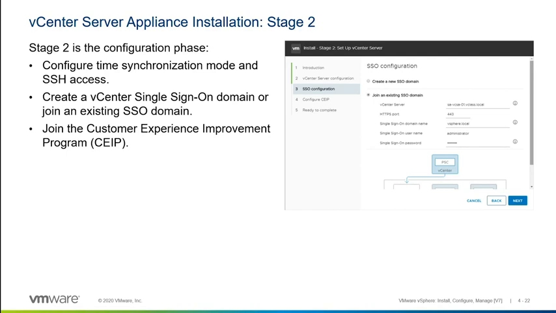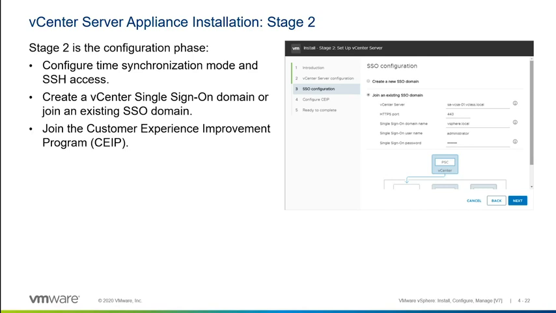Every vCenter server has a single sign-on domain where you can either create it, or in order to do enhanced linked mode, you'll join an existing single sign-on domain by pointing that new vCenter to an existing vCenter. Okay? In this case, we're joining an existing domain. Okay? We'll point it to the existing vCenter. We'll give it a username and password, and we'll choose whether or not to join the Customer Experience Improvement Program.